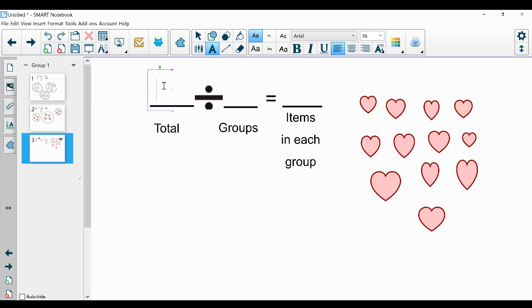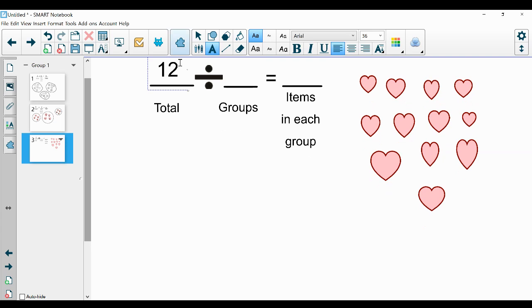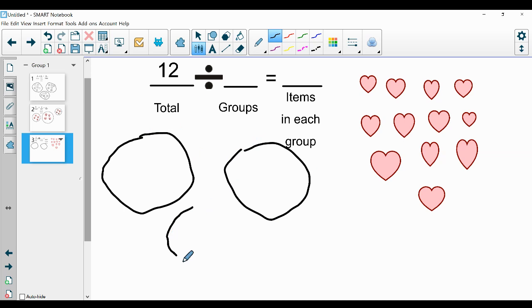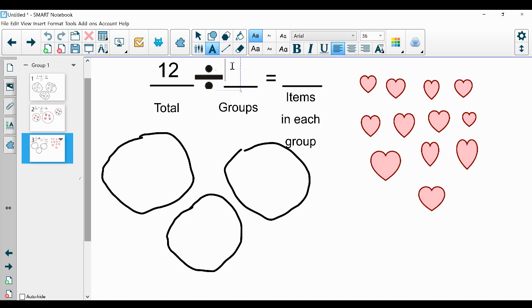So I'm going to put 12 on my total blank. Now, because I had 3 groups in the other picture, I'm going to do 3 groups here as well. And because my circles were so out of control on the other slide, I'm just going to draw some wonky circles. These are lumpy, but they're circles all the same. Okay, so I have 3 groups. I have 3 grocery bags that I'm going to put things in. So 3 groups, 3 circles, 3 grocery bags.